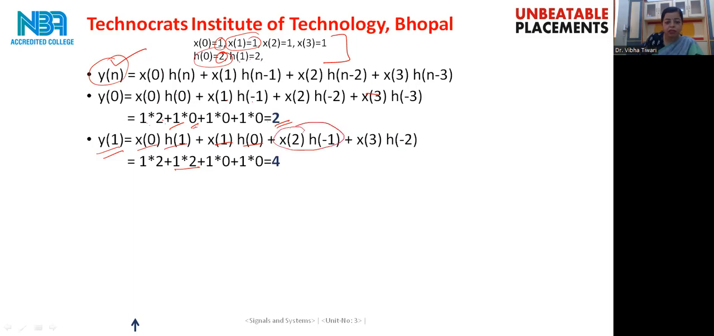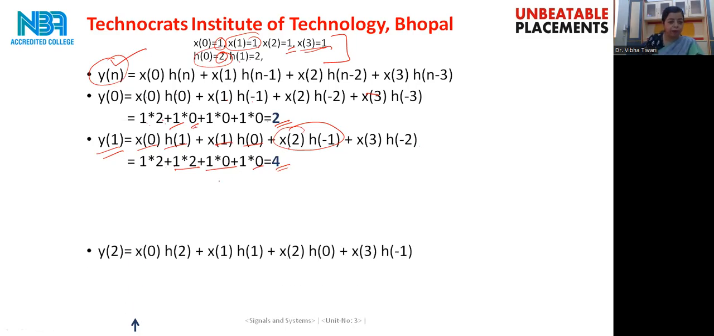Similarly, x of 2, h of minus 1: x of 2 is having the value of 1, whereas h of minus 1 is 0. And at last, x of 3, h of minus 2. X of 3 is 1, whereas h of minus 3 is equal to 0. By solving this, we will get 2 into 1 is 2, plus 2 into 1 is 2, plus 0, plus 0. So ultimately, we are going to get the result that is equal to 4.